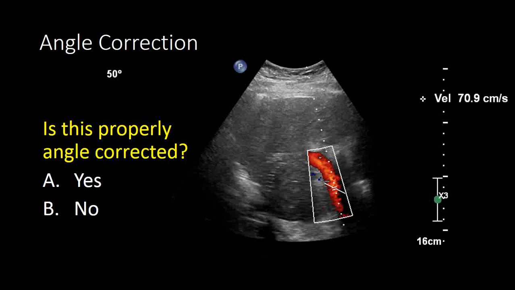So, let's look at this first case. We see the main portal vein. We see the color flow indicating the direction of flow. We have a little spectral gate here, and we have an indicator showing how we have angle corrected. Okay. So pause the video, take a look at this, and decide if this is angle corrected properly.